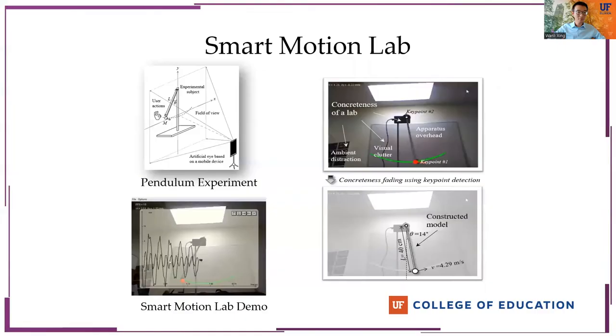And here I will give you a specific example. The pendulum experiment is a classic experiment in physics and science education classrooms. You can see from the smart motion lab demo, when using computer vision, we can track the movement of the pendulum while students are interacting with it, and then project the movement of the pendulum and the abstract concepts behind it onto the screen, so that students not only get the experience of physical interaction, but also get the feedback from the AI and the abstract concepts behind the pendulum.